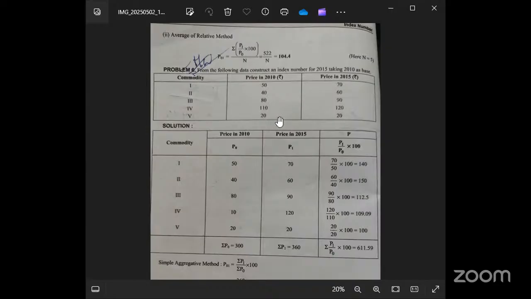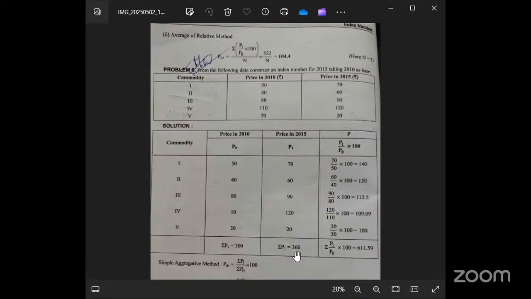Next problem, from the following data construct index number for 2015 taking 2010 as base year. So commodities, they have given you 2010 prices and 2015 prices. So P1 is 2015 and P0 is 2010. Same like the previous problem, we made the totals of P0, then total of P1, then P1 by P0 into 100. We got all these values. Then we made a total. Then simply apply the formula, simple aggregative and average of relative method.